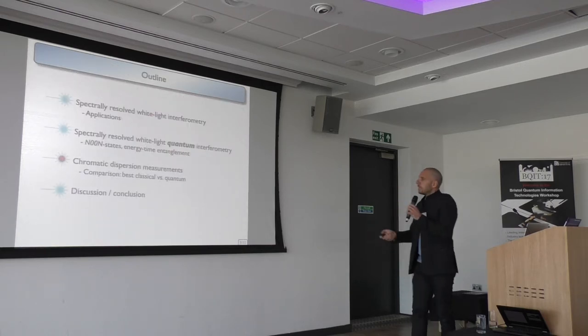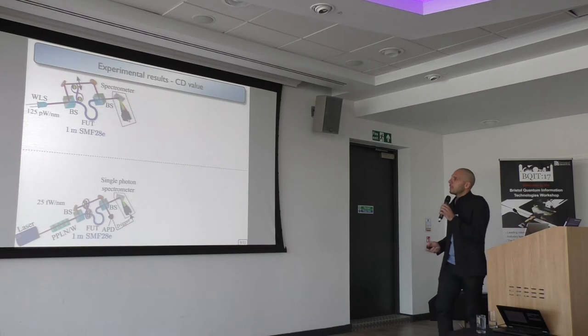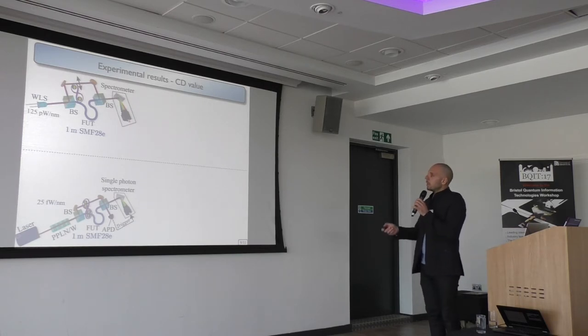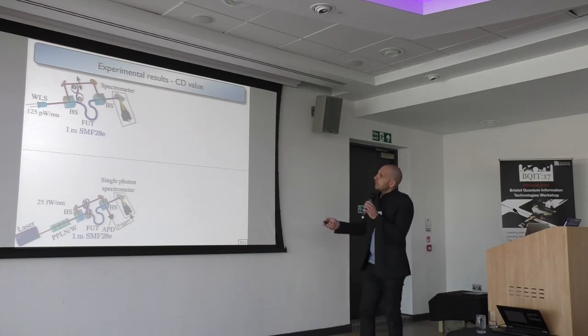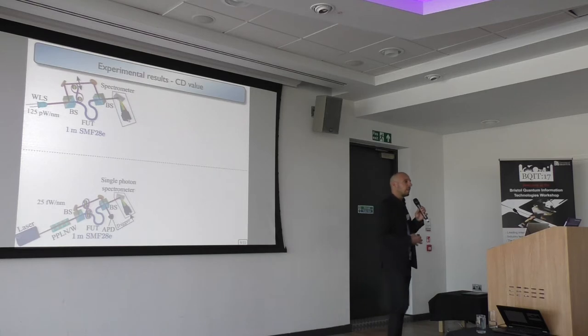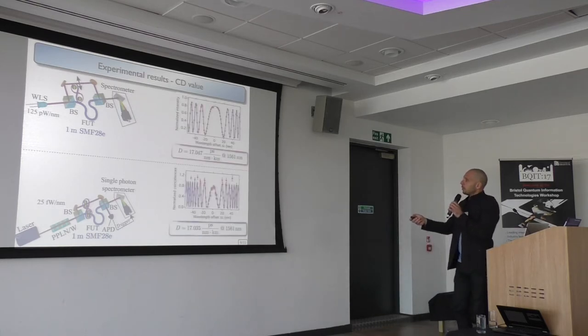So let's go to the results and the comparison between the classical and quantum results, more precisely. So here are the two different cases that we have been testing in our team. We mounted both interferometers and we acquired the data for both scenarios. Here we found the stationary phase point for the classical white light experiment.